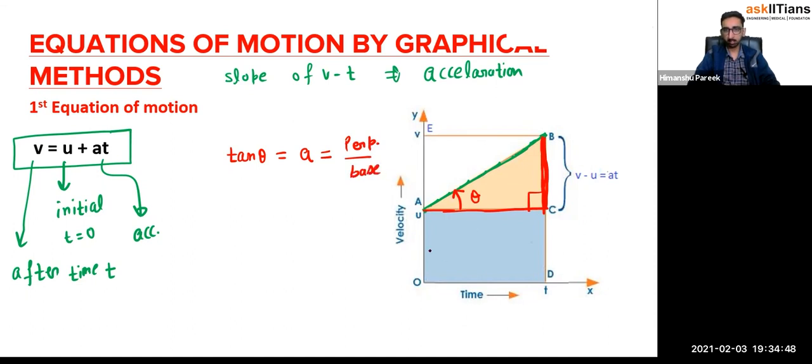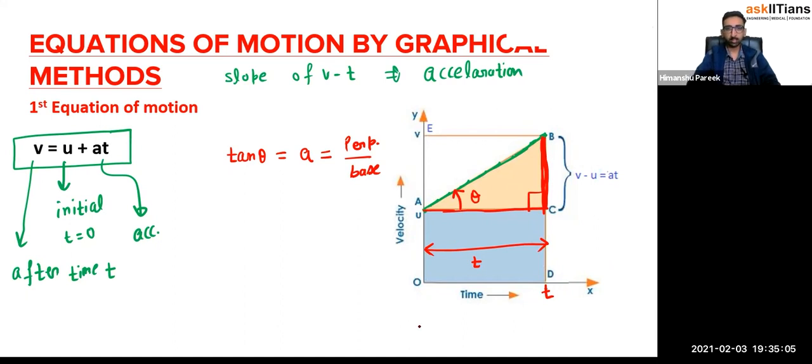What is the base? This much length. That's t. Total time is t. This coordinate is t here. It's not x, it's a time axis, right? That is just shown as y and x. So on the y axis we have taken velocity, and on the horizontal axis we have taken time.